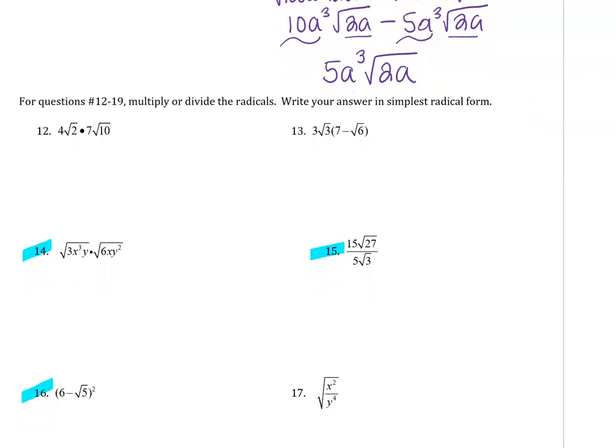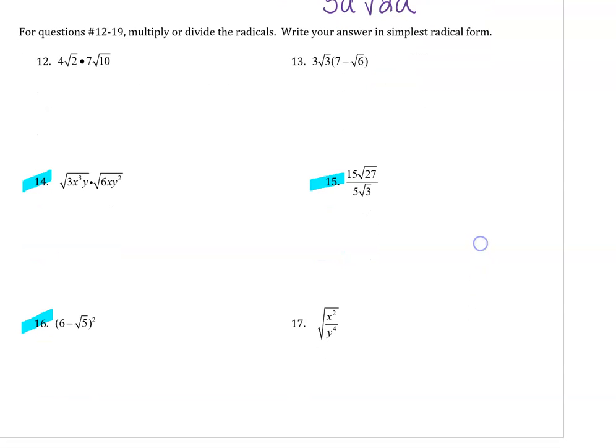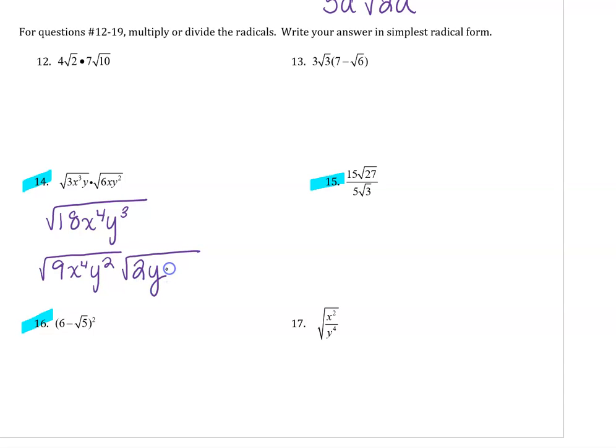Okay, as far as multiplying goes, make sure you multiply first, then simplify. So for example, starting with 14, 3 times 6 is 18. X to the 3rd times x is x to the 4th. Y times y squared is y cubed. I'm just adding my exponents there. Biggest perfect square in 18 is 9. And then I'll put the x to the 4th y squared in the good radical, which means I have a leftover 2y. Take the square root of everything in the good radical, and that's simplified.